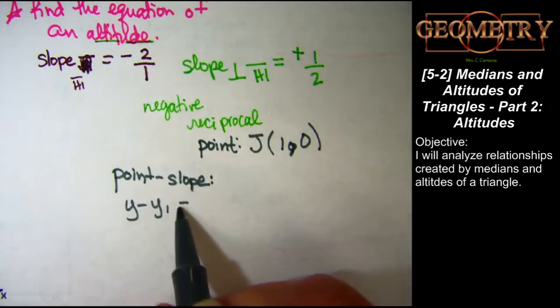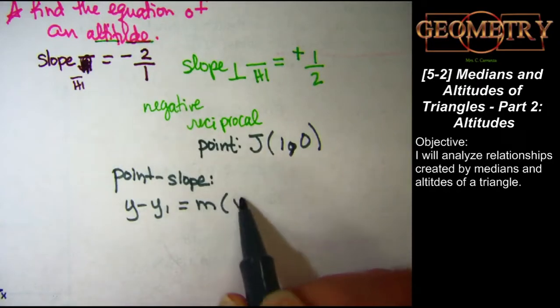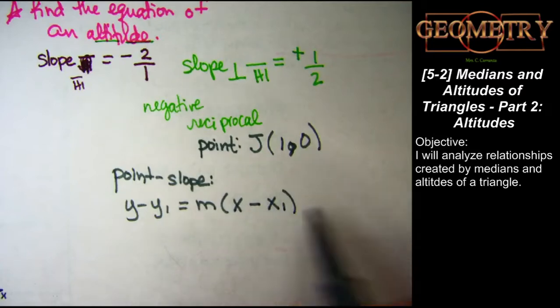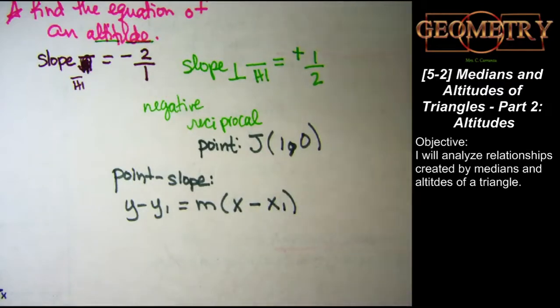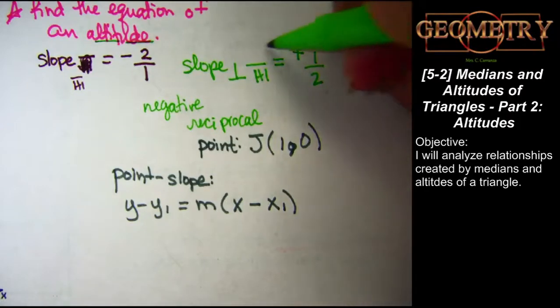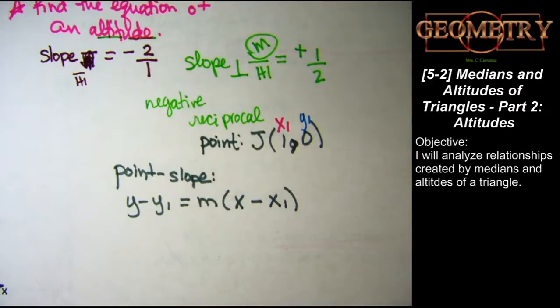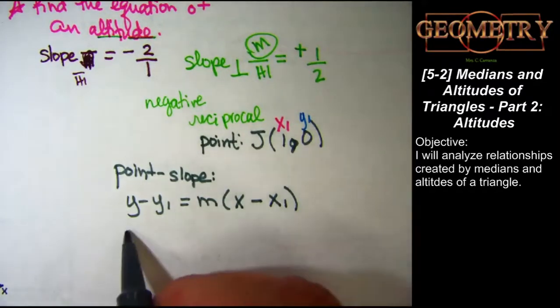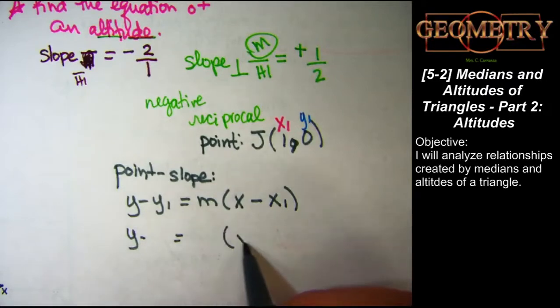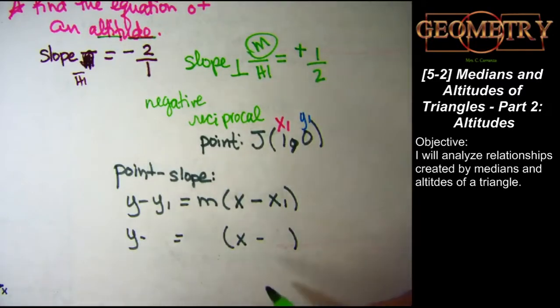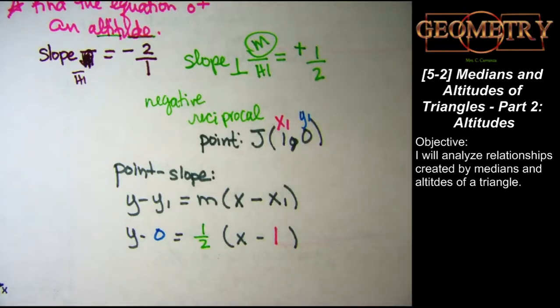Point slope form is y minus y1 equals m times the group x minus x1. Here is my m. Here is my x1. Here is my y1. At this point my brain is going to take a little nap, and I'm just going to substitute the information that I have. I can do that. Good.